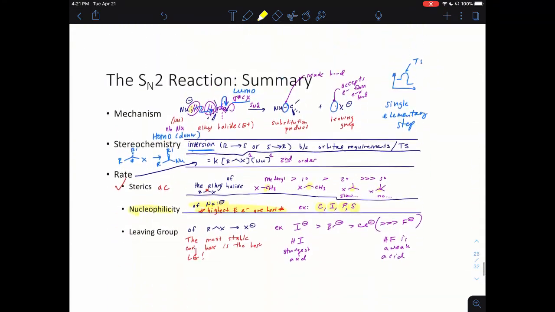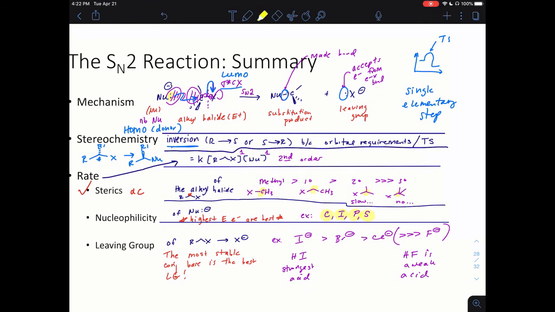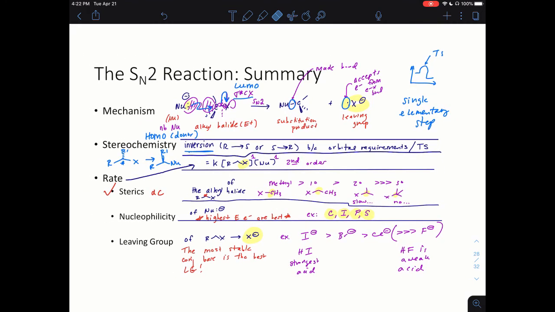And then finally, the leaving group. So the leaving group is part of the alkyl halide, and right, it's X, and it becomes X minus. And so the more stable of a conjugate base X minus is, the better the leaving group. So if you're comparing two leaving groups, like I minus versus Br minus, for example, you want to think about their conjugate acids. And the conjugate acid that's the strongest corresponds to the weakest conjugate base and the best leaving group. All right, we've summarized.